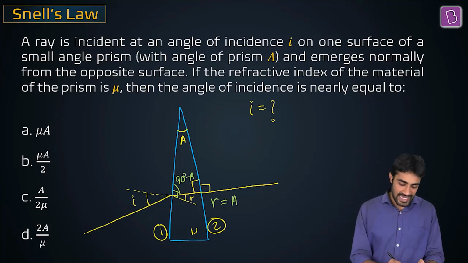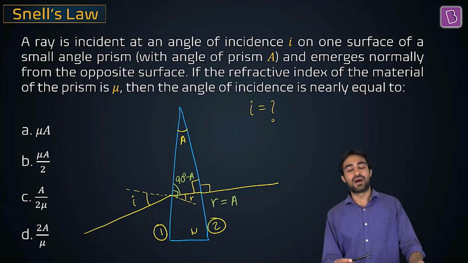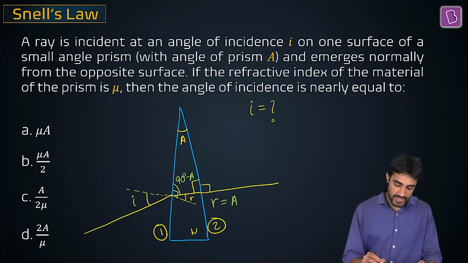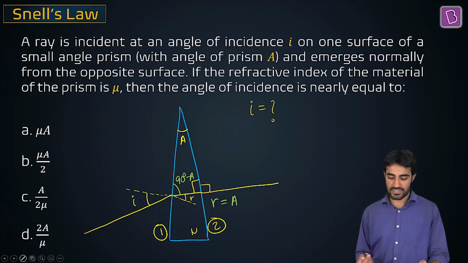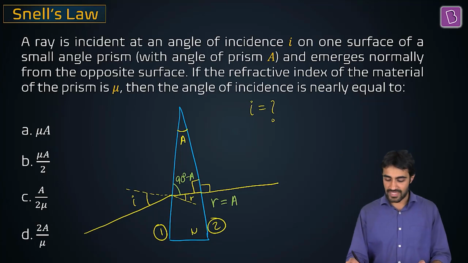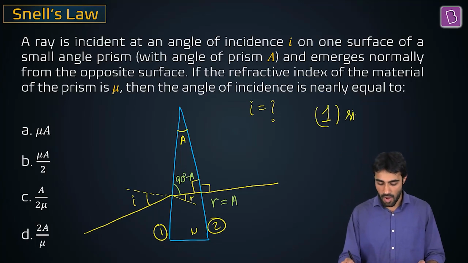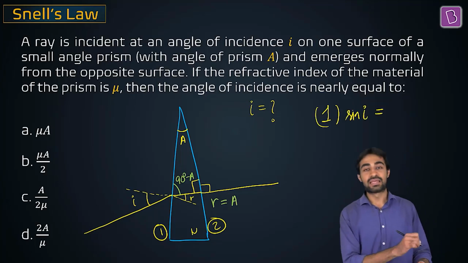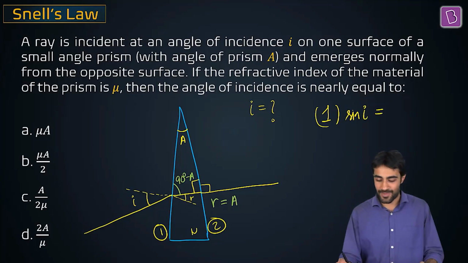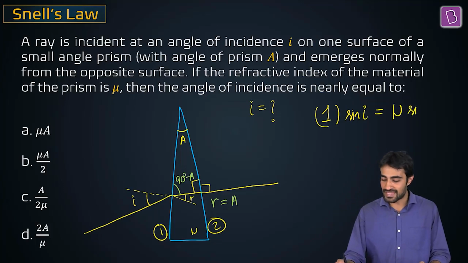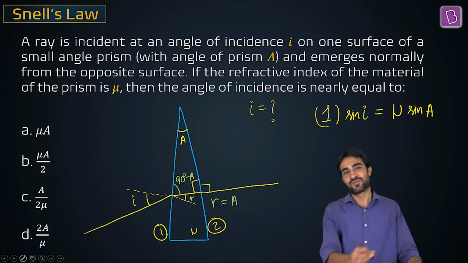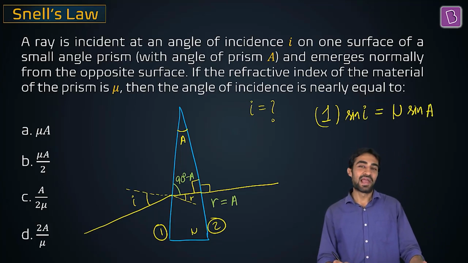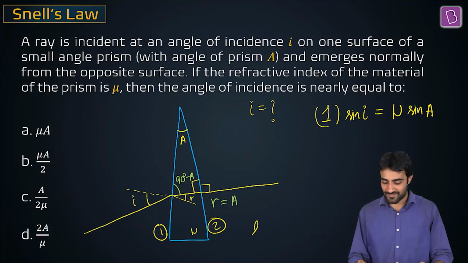Now we will apply Snell's law and calculate the answer. So we got everything right, and now it's time to apply Snell's law. We can say that the refractive index of air, which is 1, times sine of angle of incidence I is equal to the refractive index of the material, which is mu, times sine of R. R is equal to A. Very nice.